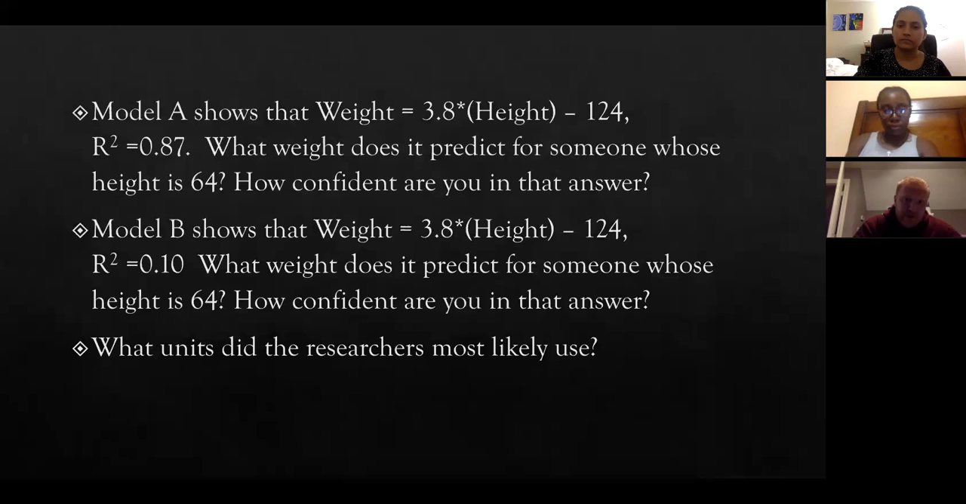Model B shows that weight is equal to 3.8 times the height minus 124. R squared is 0.10. What does it predict for someone whose height is 64? How confident are you in that answer? What units did the researchers most likely use?